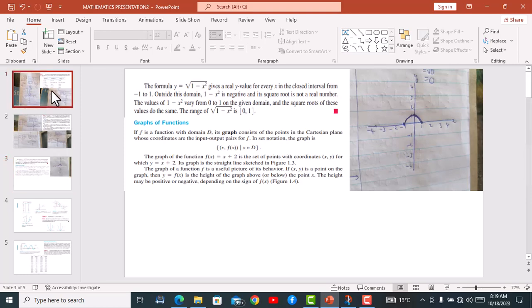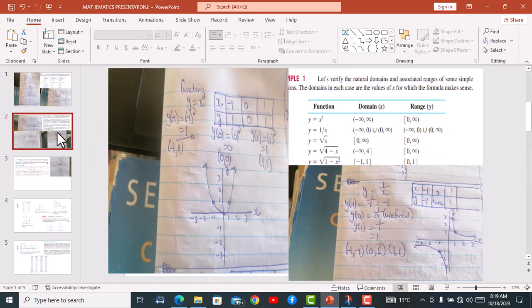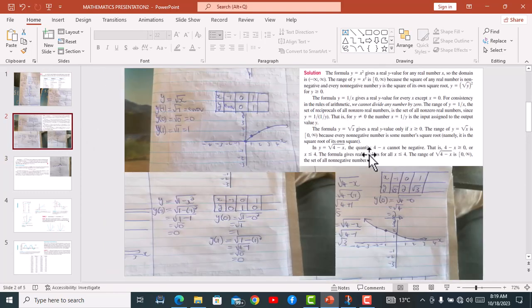Okay, now let me just go and read for you some of the most important things, the solutions that he provides for us in text form. The formula y equals x squared gives a real y value. Remember, these are real numbers because they are the numbers on the number system. They are the numbers that we can plot. Therefore, we don't have a problem with that. So the formula y equals x squared gives a real y value for any real number. This is in the case of a parabola. We will always get a positive number, and I tried to explain that.